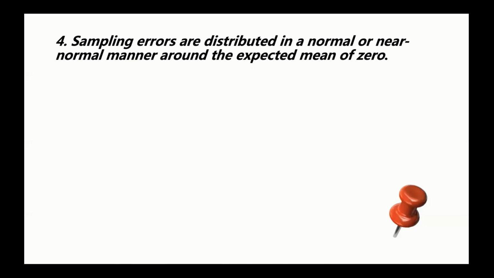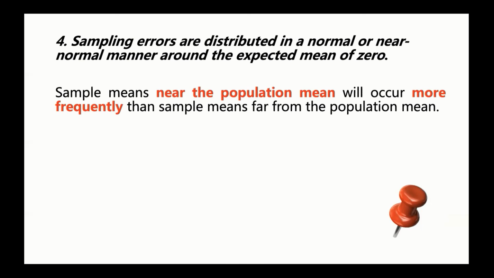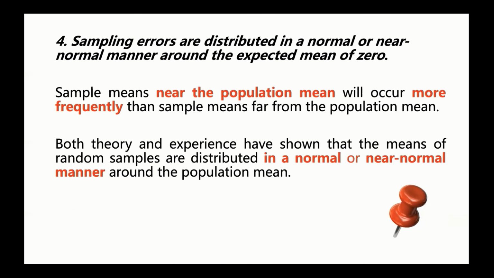Lastly, law 4: sampling errors are distributed in a normal or near normal manner around the expected mean of 0. Sample means nearest the population mean will occur more frequently than sample means far from the population mean. Both theory and experience have shown that means of random samples are distributed in a normal or near normal manner around the population mean.